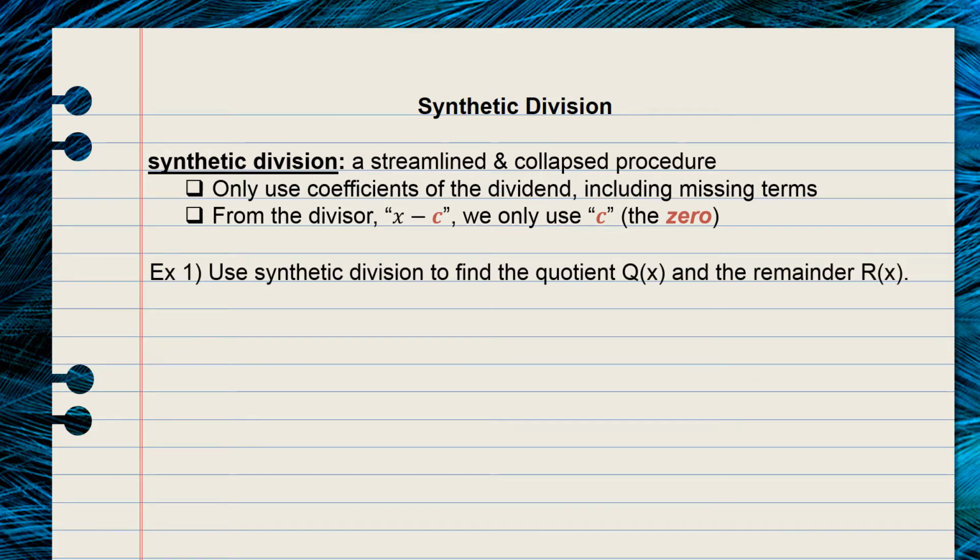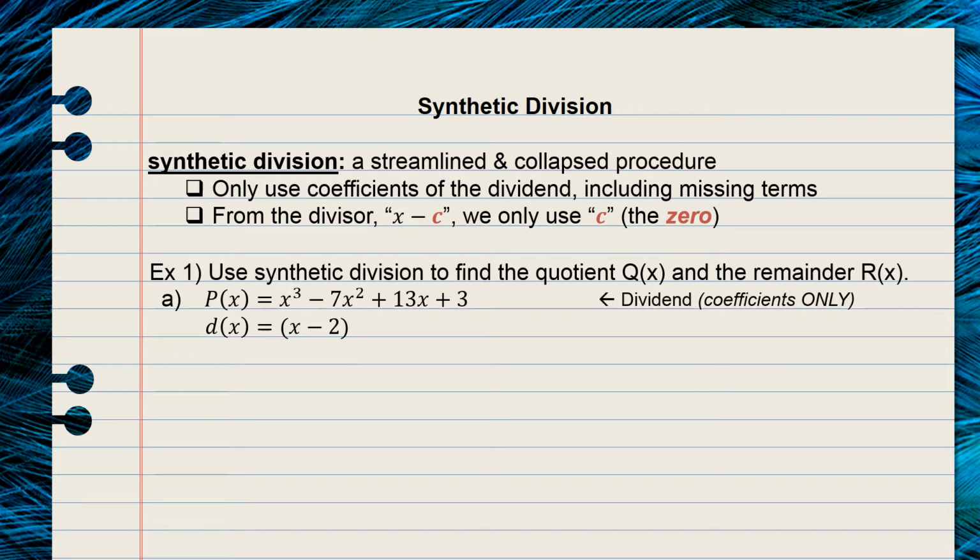For example 1, use synthetic division to find the quotient q of x and the remainder r of x. For a, we have p of x equals x to the third minus 7x squared plus 13x plus 3. And for d of x, we're given x minus 2. Now, the p of x is your dividend, the d of x is your divisor. Now notice on the dividend it said to use the coefficients only.